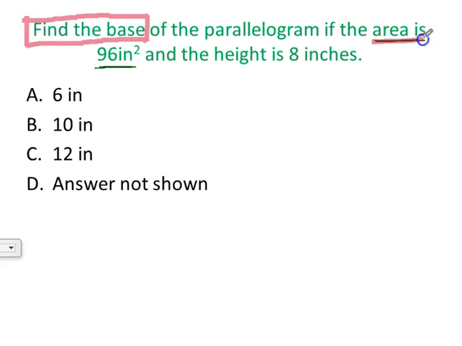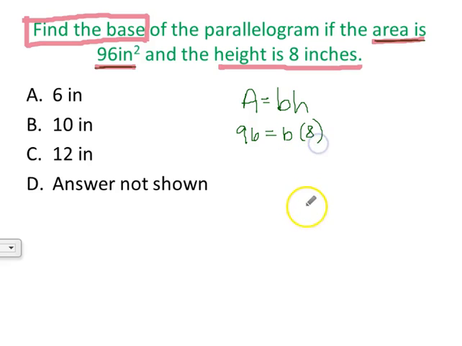We know the area is 96 inches squared and the height is 8 inches. So, area of a parallelogram, the formula is base times height. Base times height. So let's substitute in what we are given. The area is 96 inches squared. We don't know the base. I'm going to keep that as b, but we do know the height is 8.